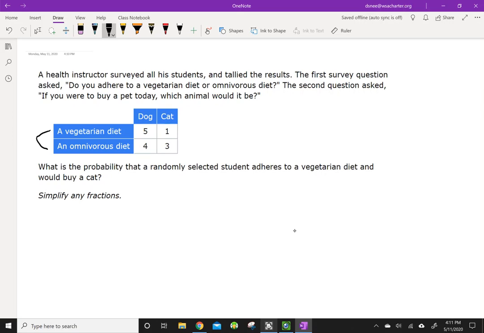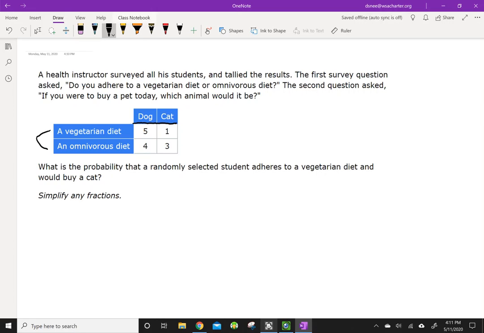And then as we continue reading the scenario, it says the second question asked, if you were to buy a pet today, which animal would it be? So these are the 2 survey questions from the health instructor, and the 2 column headings up at the top are dog and cat. Okay, and each respondent gave an answer to the vegetarian diet or the omnivorous diet, and each respondent gave an answer to the dog and cat question.